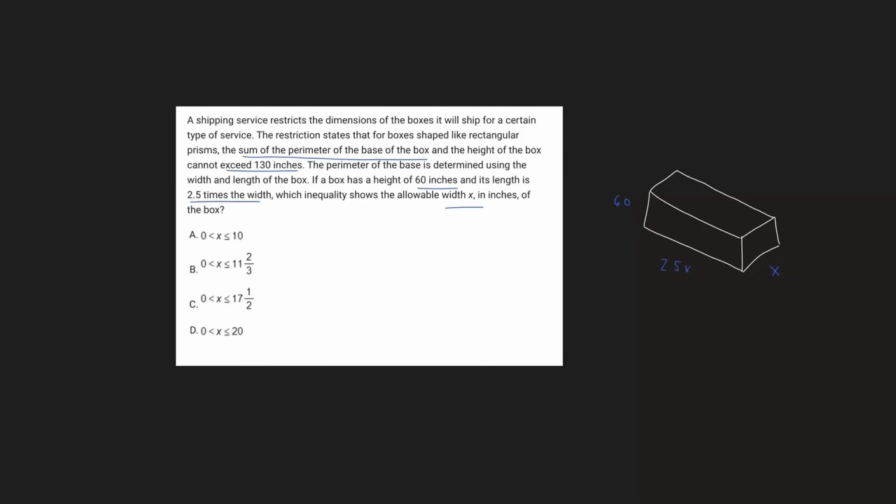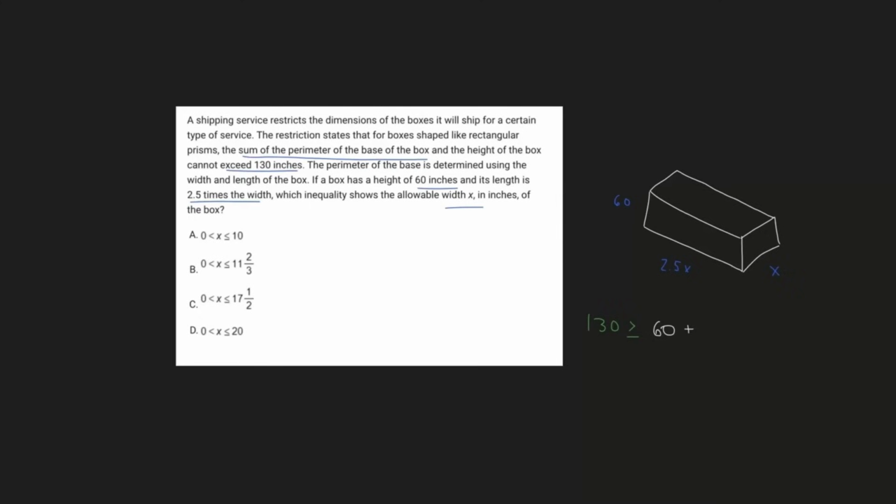So let's use green and write out 130 because it cannot exceed 130, right? Therefore, I'm going to write the sign like this, but it can be equal to 130. It just can't exceed 130. All right, so now we need to find what the restriction actually is for that 130 inches, right? Well, it says right here, it's the sum of the perimeter of the base of the box and the height of the box. And so the height of the box, first off, we have a value of 60. So we have 60. And it's the sum, so we're going to add this to whatever we have with the perimeter of the base of the box.